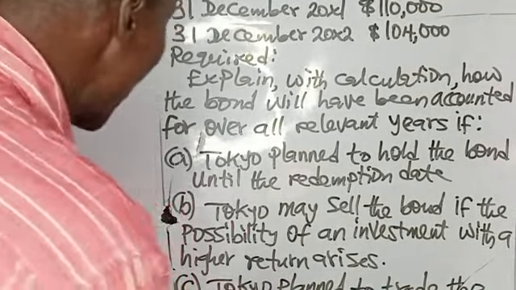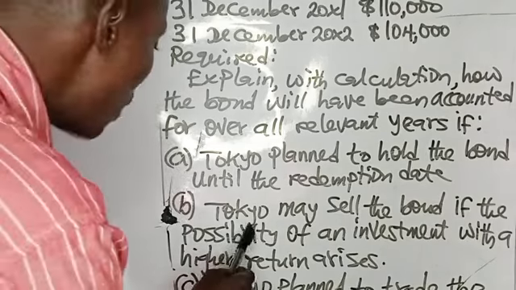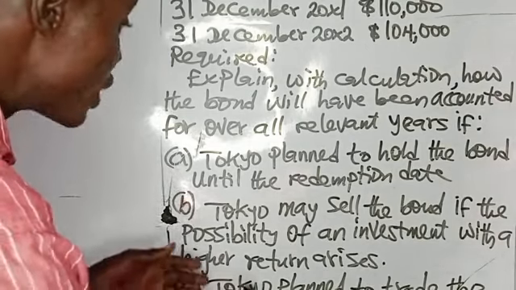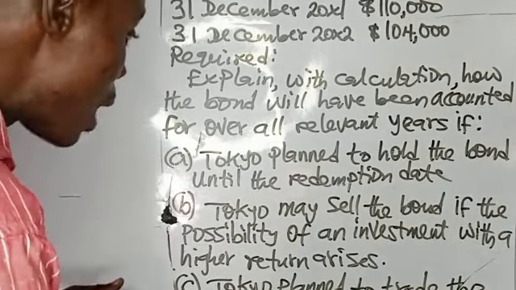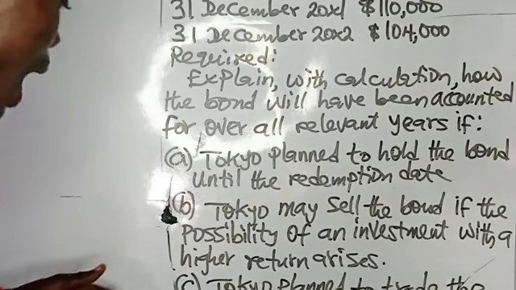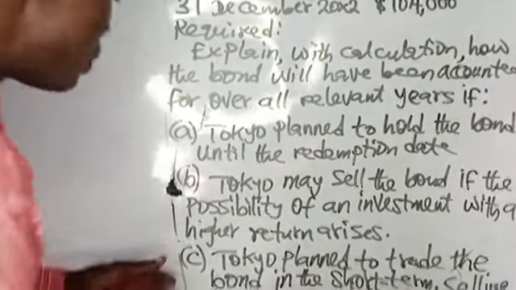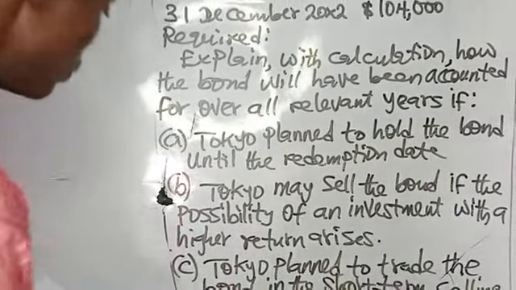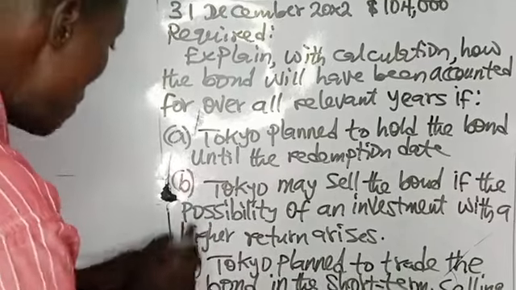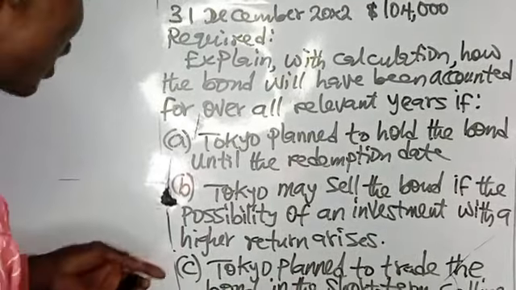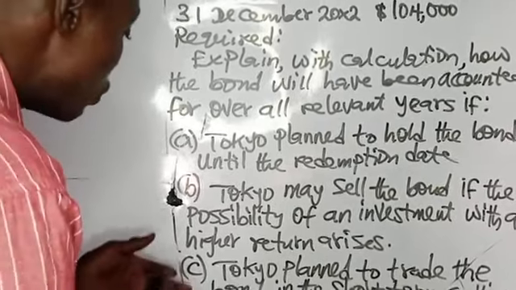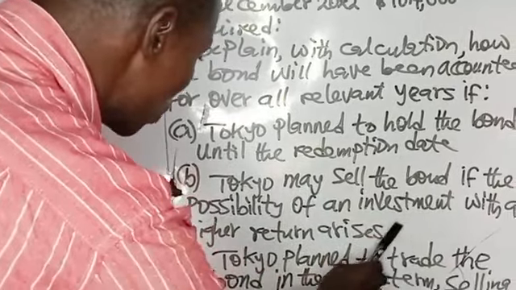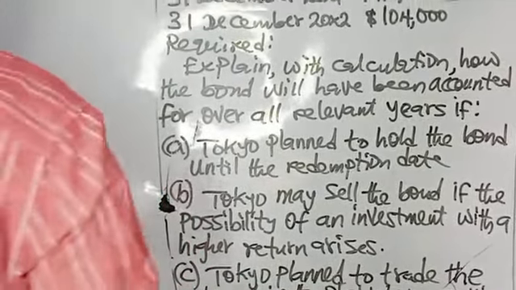The business model test under fair value through other comprehensive income is that the entity must intend to hold the investment to maturity and may sell the financial asset if there is possibility for investment with a higher return. So this requirement B met the conditions for the business model test under fair value through other comprehensive income. That means you are expected to make use of fair value through other comprehensive income here. So now let's have that.